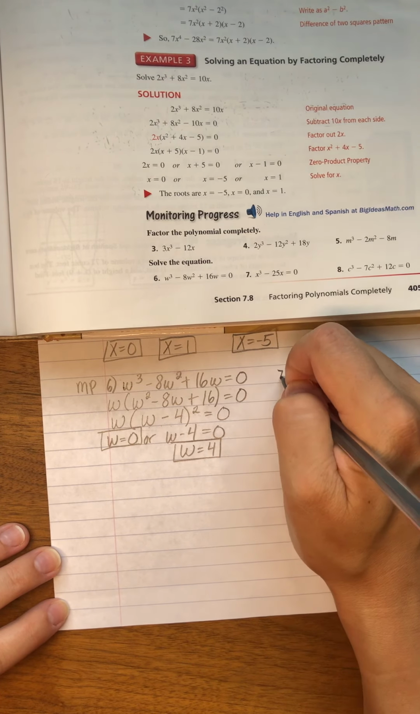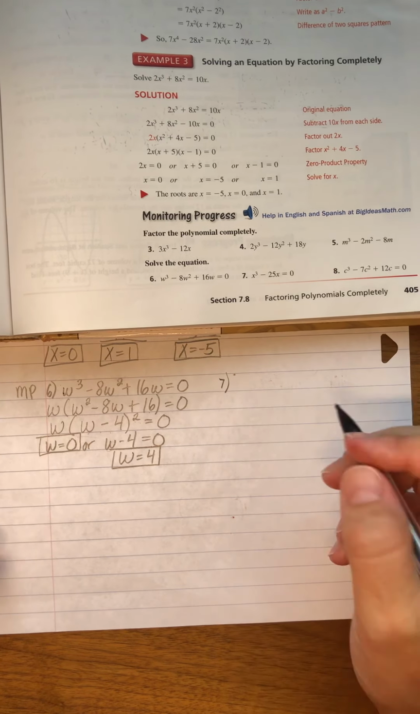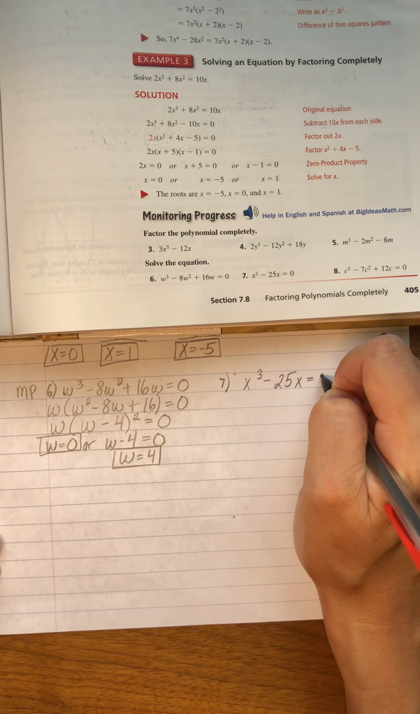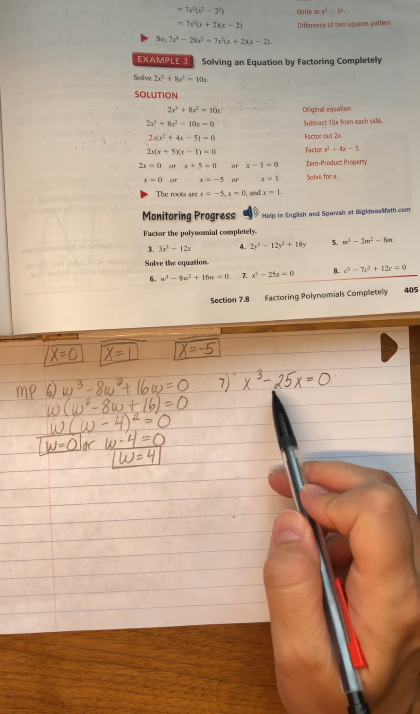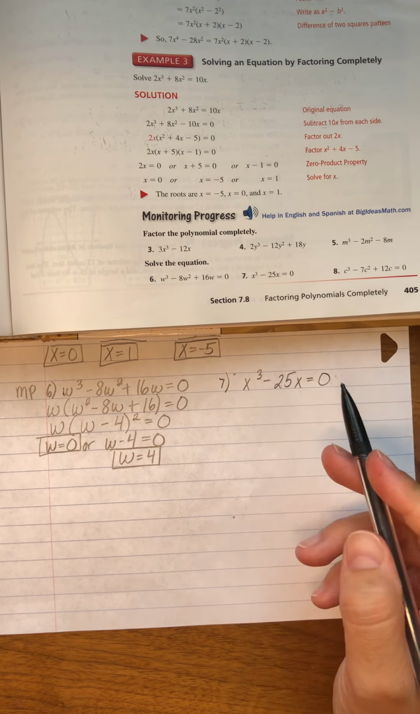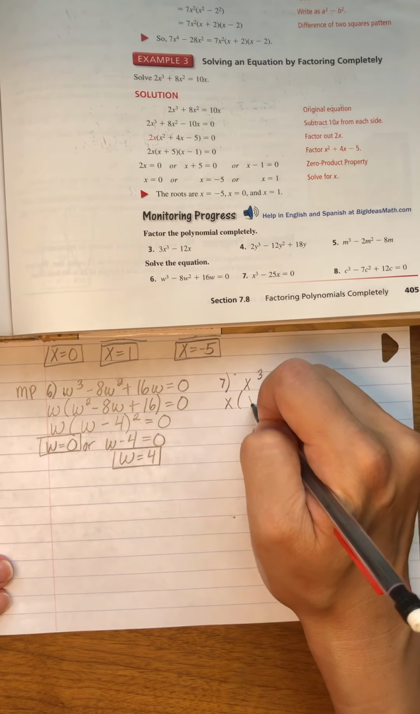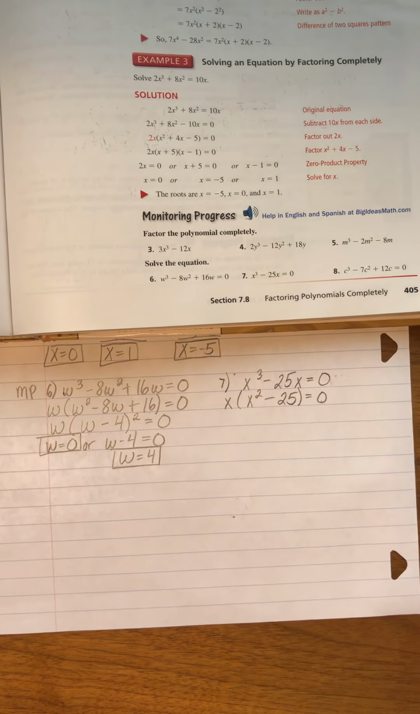Let's try number 7. Okay, in number 7 here, we have x cubed minus 25x equals 0. Let's first see if there's a GCF, and yes, there is. They both have x's, so I have a GCF of x. Let's take it out. I'd be left with x squared minus 25 equals 0.